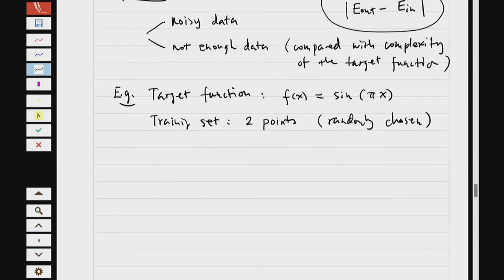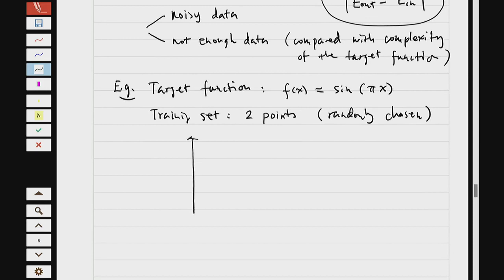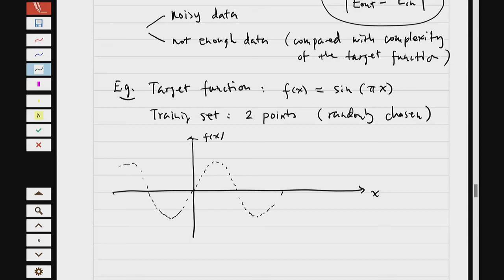So pictorially we can draw it. This is x and f of x. This is the sine function, the true target function that you're looking for. But you only have 2 sample points out of this. Let's say the 2 sample points are here, one here and the other one here. Could happen, right? Just randomly you're given 2 sample points.